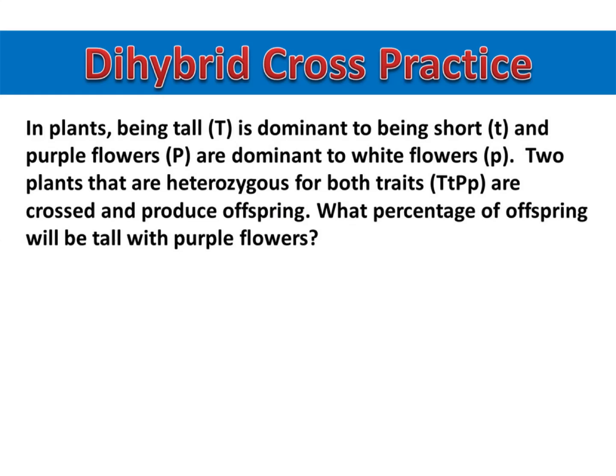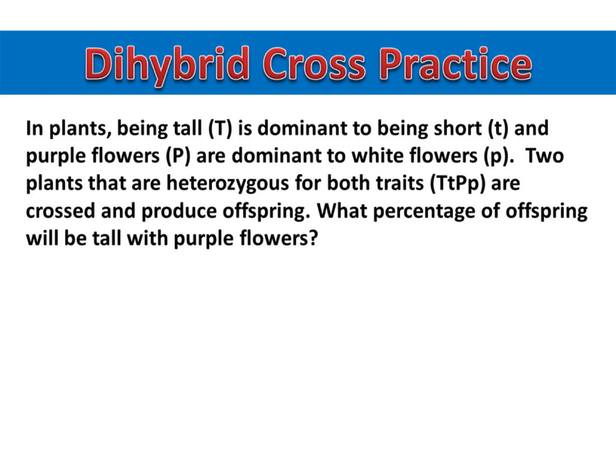In plants, being tall, big T, is dominant to being short, little t. And purple flowers, big P, are dominant to white flowers, little p. Two plants that are heterozygous for both traits, big T, little t, big P, little p, are crossed and produce offspring. What percentage of offspring will be tall with purple flowers?